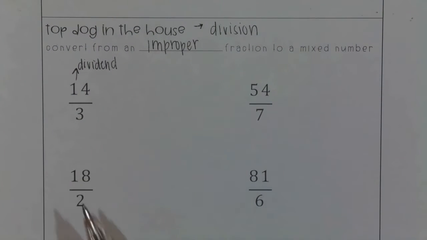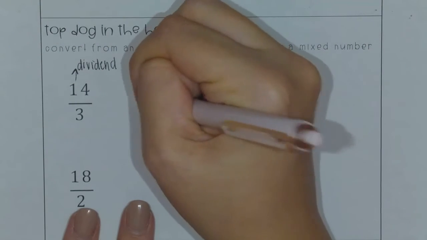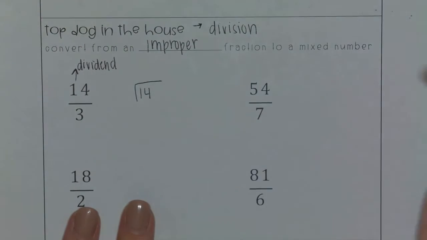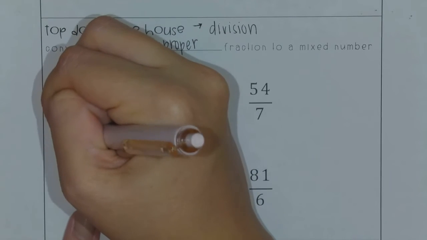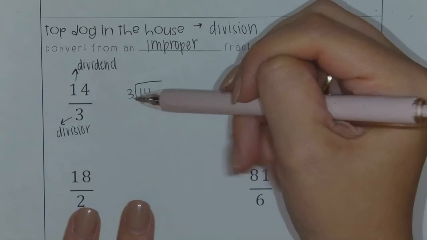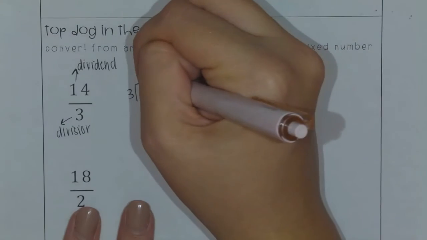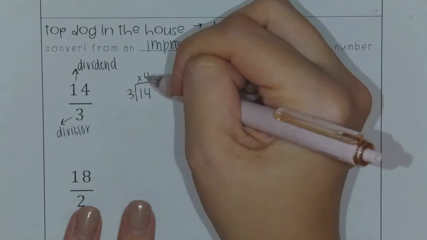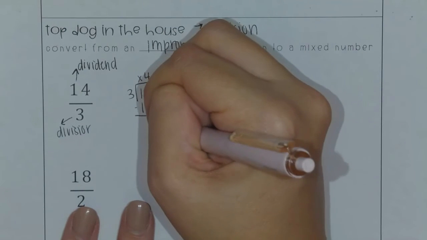So in 14 thirds, all I'm really doing is 14 divided by 3. So I'm going to put 14 in the house. That's my top dog. It goes inside the house. And 3, which is my denominator, becomes my divisor. And then I just divide like normal. So 3 can't go into 1, but 3 can go into 14 4 times. 4 times 3 gives me 12. And when I subtract, I get 2.